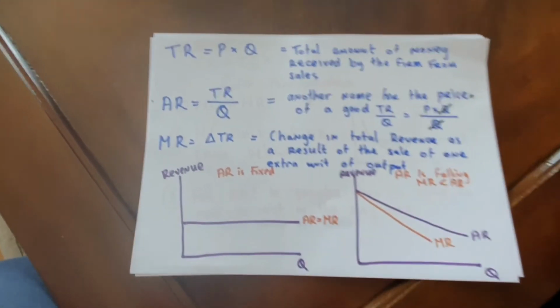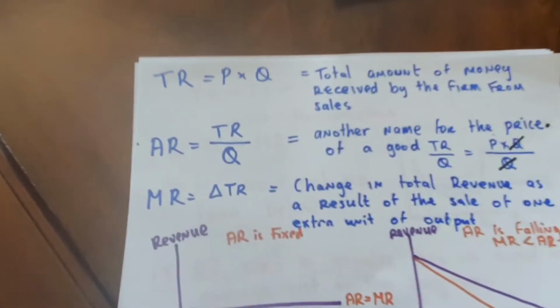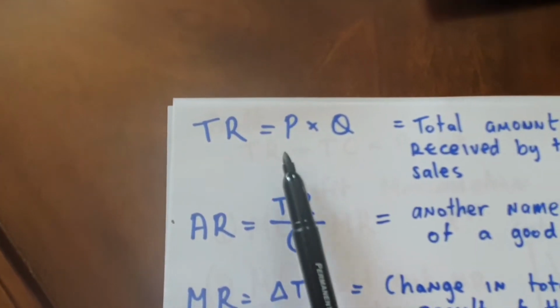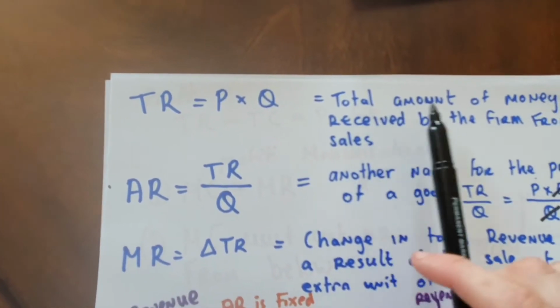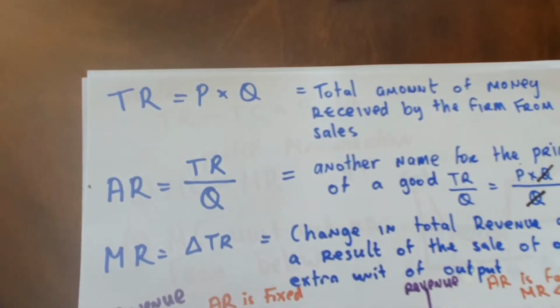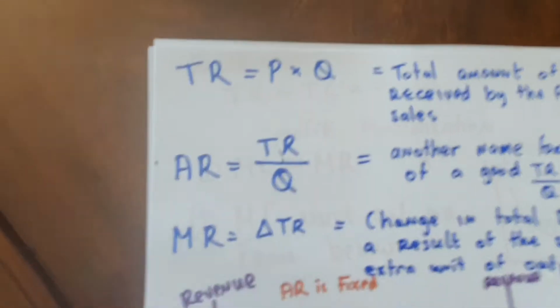Okay, so we're going to very quickly run through some of the different formulas under the heading of profit. So our total revenue is going to be our price times our quantity. So price times quantity is going to tell us the total amount of money we have received from sales of goods or services. So total revenue is price times quantity.